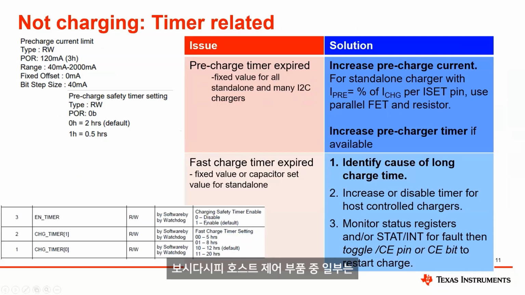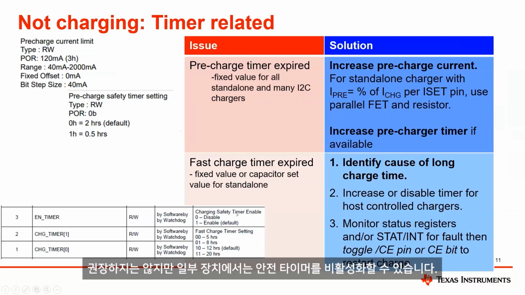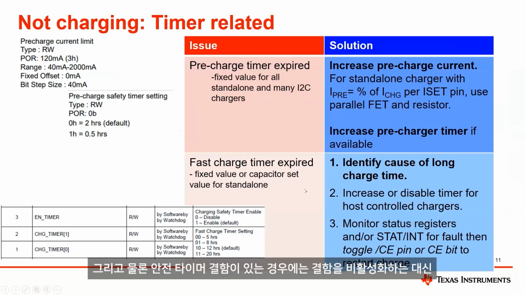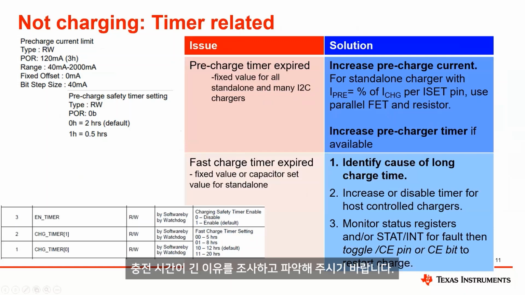As you can see, some of our host control parts allow you to set different fast charge times from 5 hours all the way to 20 hours on this particular device. And then, although not recommended, we do allow on some of the devices to disable the safety timer. And of course, if there is a safety timer fault, we definitely want you to investigate and figure out why you're having that long charge time instead of just trying to disable the fault.